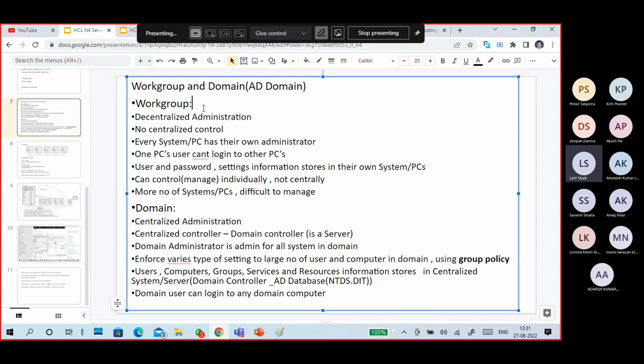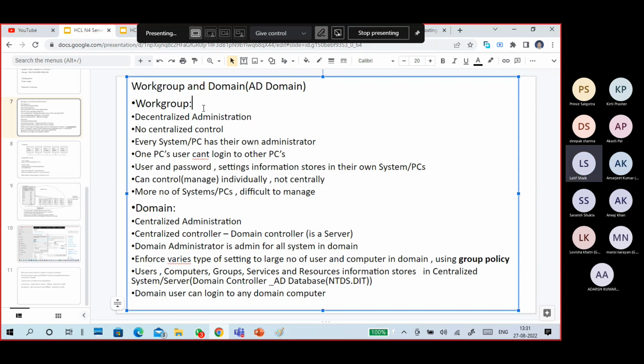A workgroup means an individual PC has its own administrator, and a user in a workgroup PC cannot log into any other PCs. They cannot be managed or controlled centrally. User information and password settings are stored in that PC only. That is a workgroup.